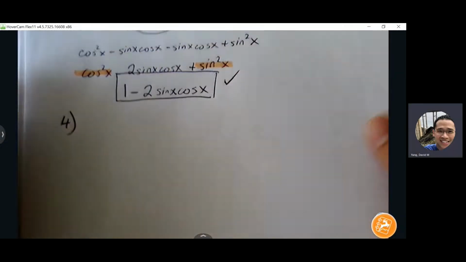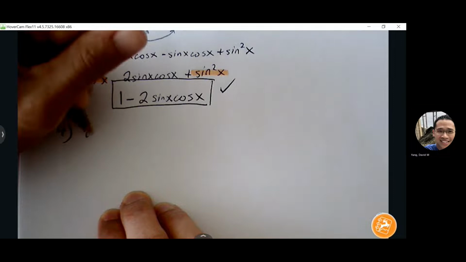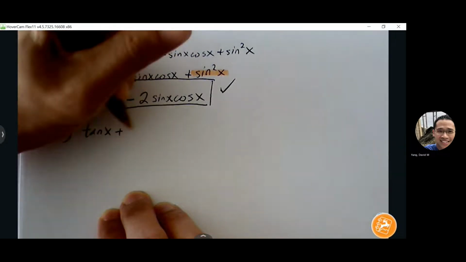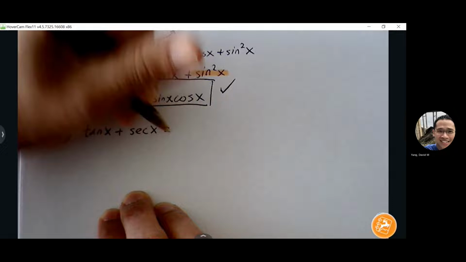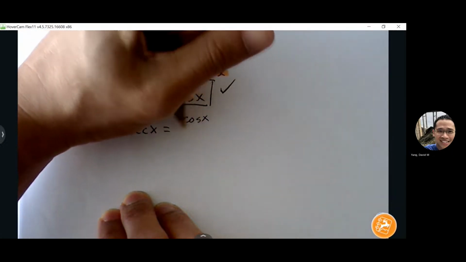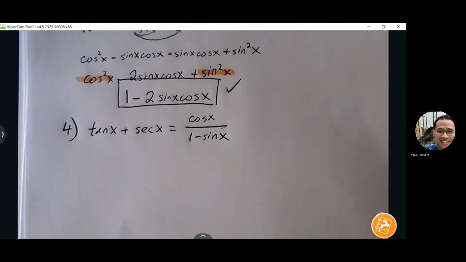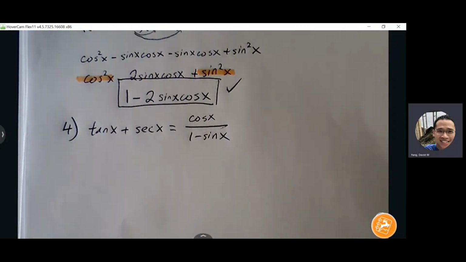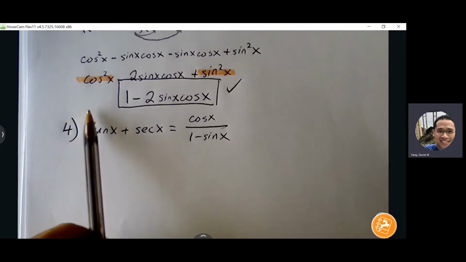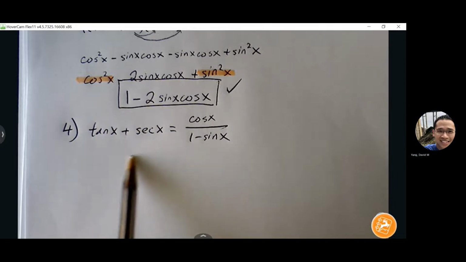Okay, so I'm going to copy down number 4 here. We'll try number 4. Okay, so again, I'm just working on the left side of the equation. I'm trying to turn that left side, after I put it through different variations of forms, eventually into the right side. So what do you think we can do on the left side to begin our process?